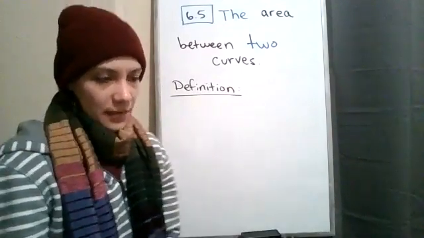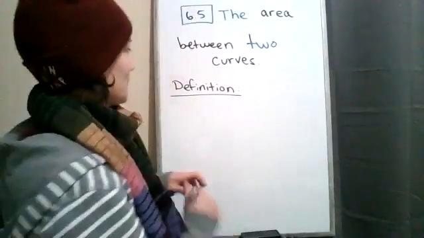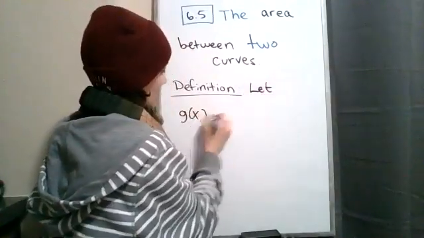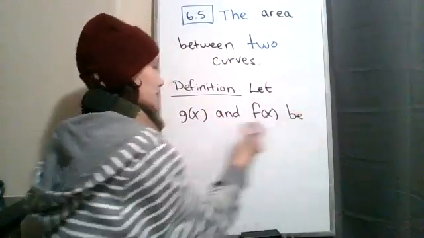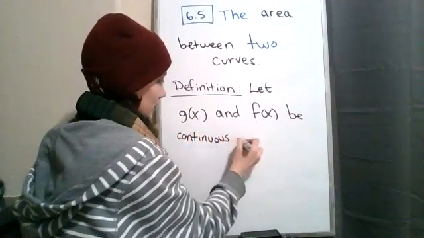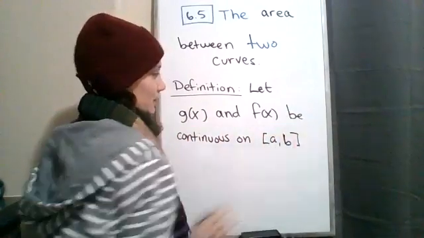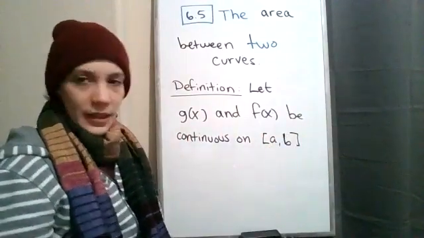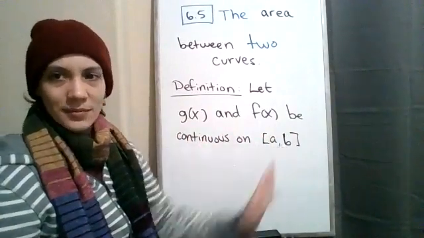So we have these functions f of x and g of x. They're continuous on the interval [a, b], and g of x is less than or equal to f of x for all x in the interval.